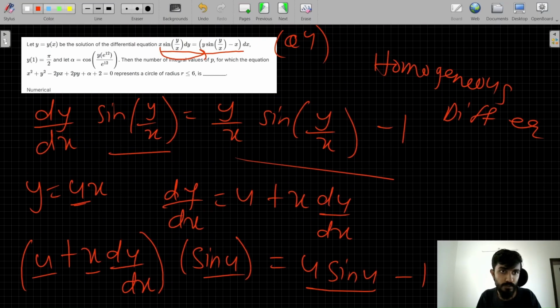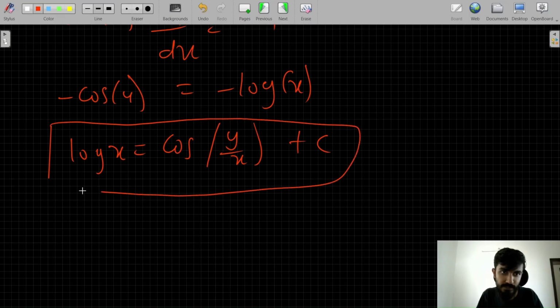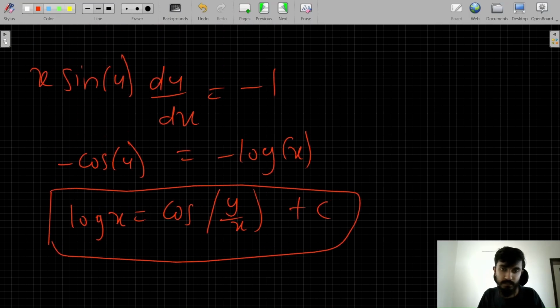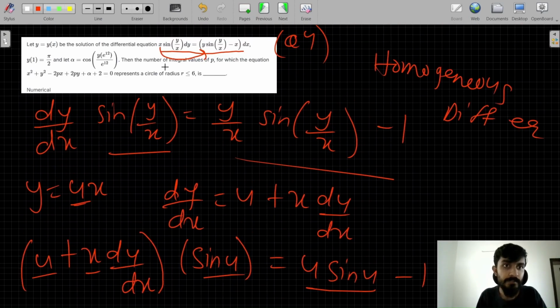What is u? u is equal to y by x. So log x equals cos of y by x plus c. This is the differential equation solution. Fine. Simple and easy till here. Honestly, not that hard. A very easy question which they have given here.